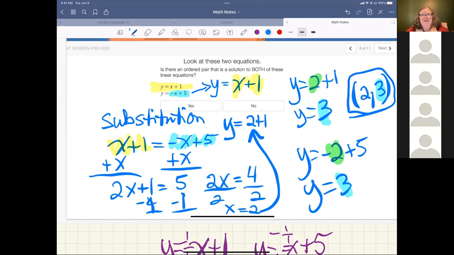I know that was a long explanation and lots of different ways. You don't have to do all of them. You need to be able to do at least one.